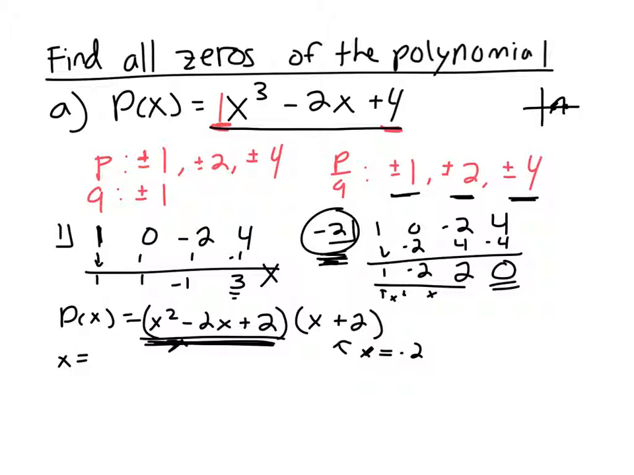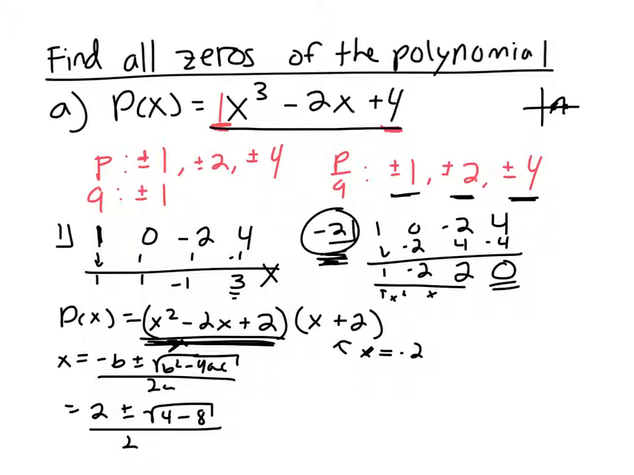So x equals negative b plus or minus the square root of b squared minus 4ac, over 2a. Okay, so now let's go ahead and plug in what we have. b is negative 2, so negative b is 2, plus or minus the square root of b squared, which is 4, minus 4 times a times c. Okay, so a is 1 and c is 2, so 4 times 2 is 8, all over 2 times a, which is 1.